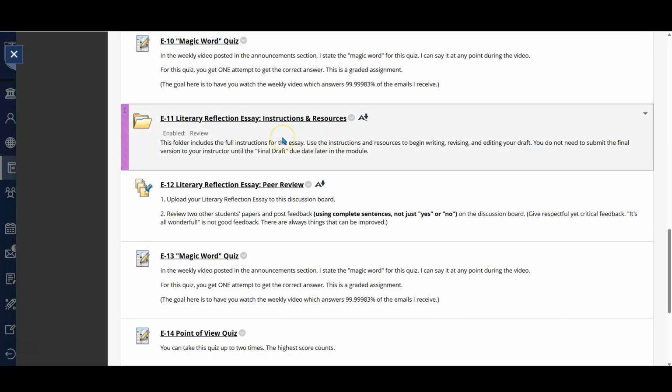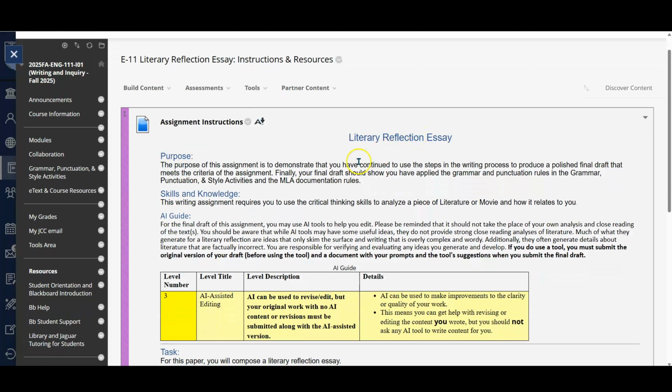Anyway, okay, so the instructions for this paper, you're probably like, oh, goodness gracious, Professor Morgan, I really don't want to do this. Yeah, you're going to be fine. It's going to be fine. So, let's go ahead and take a look at it. Again, the purpose is basically that you can write a paper. We're practicing MLA documentation and basically your writing skills, okay?